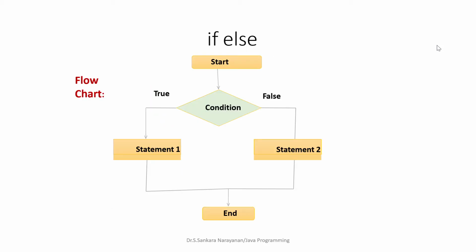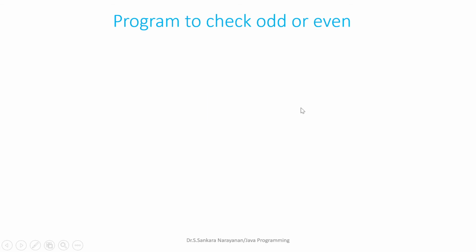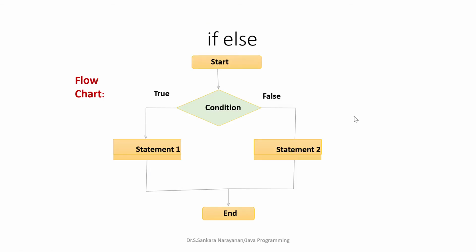So this is a flow chart. As I told, here we are evaluating the condition. If the condition is true, as I have mentioned in the syntax, statement 1 will be executed. In case the condition is false, then statement 2 will be executed. So we have a start symbol. This is a flow chart. This is a start symbol and this is an end symbol.